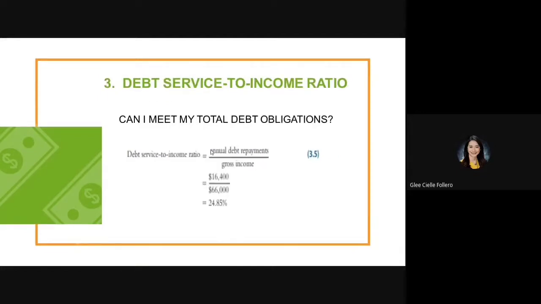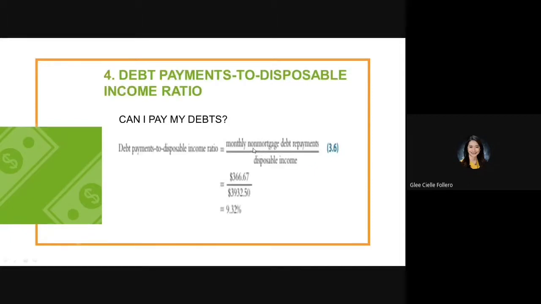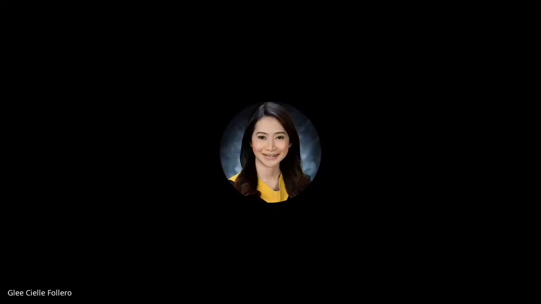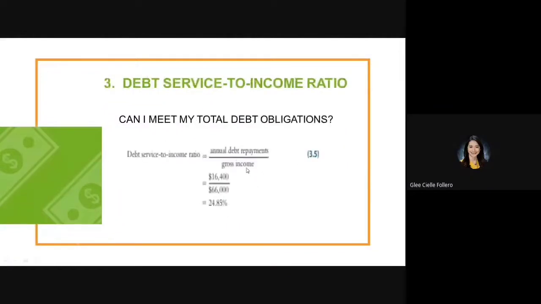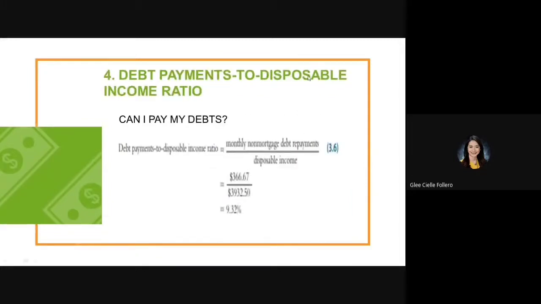Okay. So dito sa debt service to income ratio, kasama dito sa annual debt repayments yung mga mortgage payment. While here, only the monthly non-mortgage debt repayments. Hindi kasama, exclude natin yung mga mortgage payment dito divided by the disposable income. So dito sa debt service to income ratio, ang kasama sa formula natin is the gross income. While here, only the disposable income or yung take-home pay nyo.